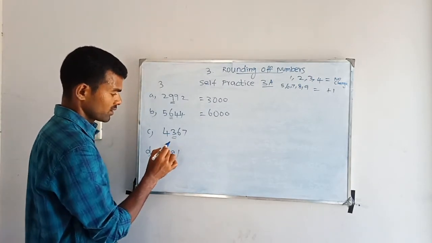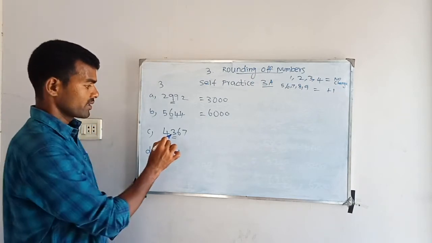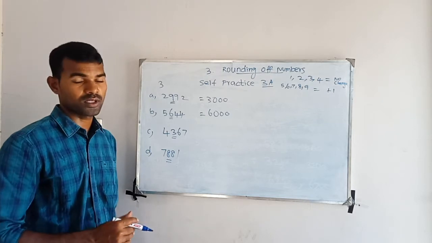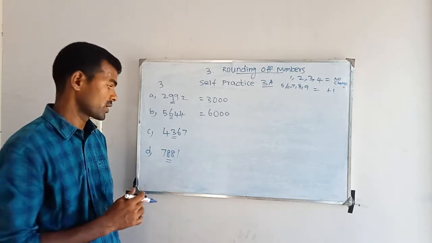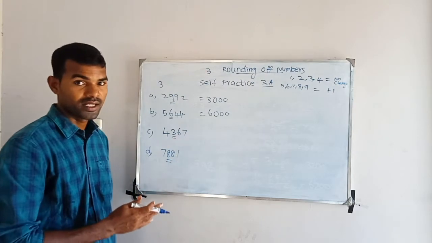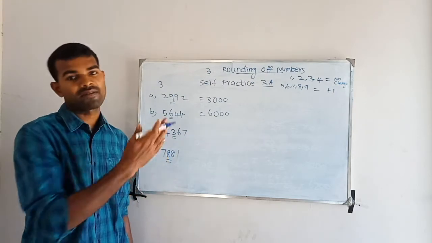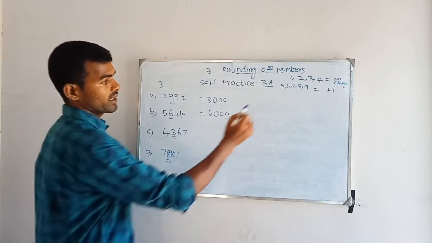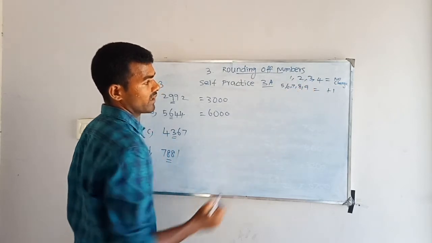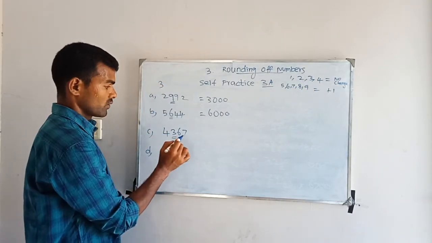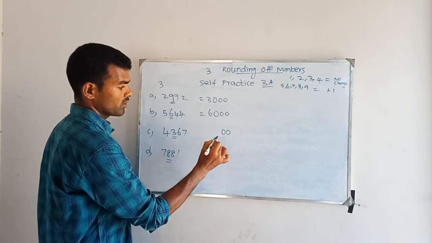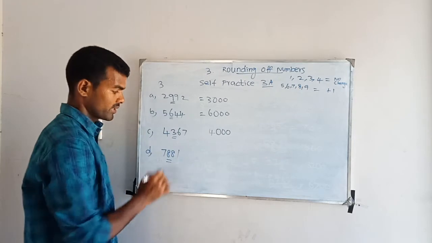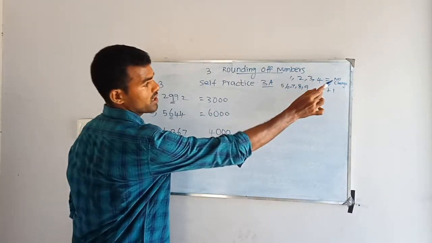See this number, the given digit here is 3. Nearest 1000 means a multiple of 1000 only. It is 4367. The nearest 1000 is 4000 or 5000, and you have to tell one of them. Since 3 is there, which is less than 5, the ones, tens and hundreds places become 0, 0, 0, and the thousands place stays the same. Since 3 is there, don't change anything.